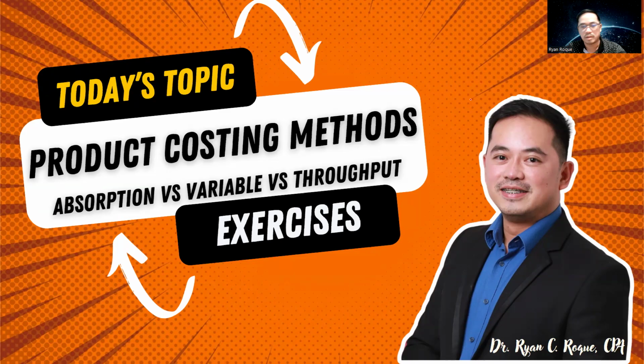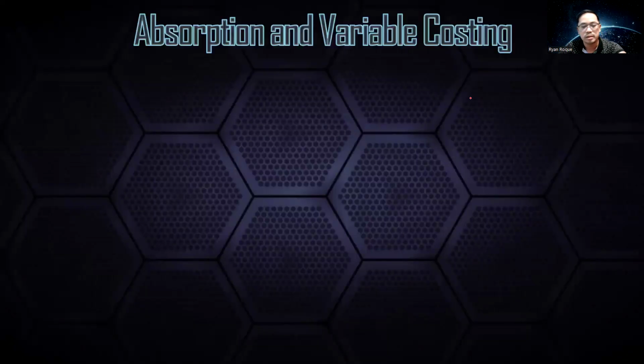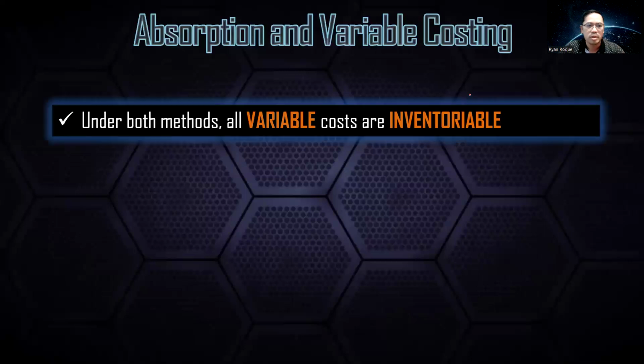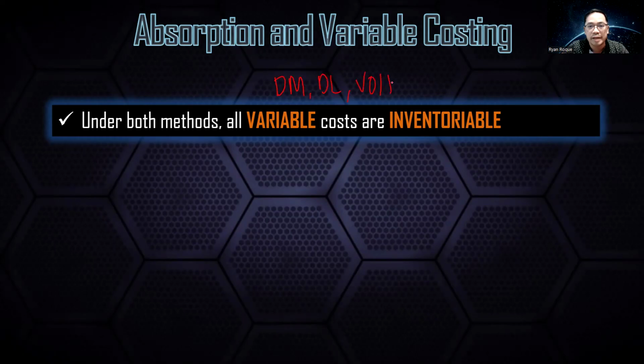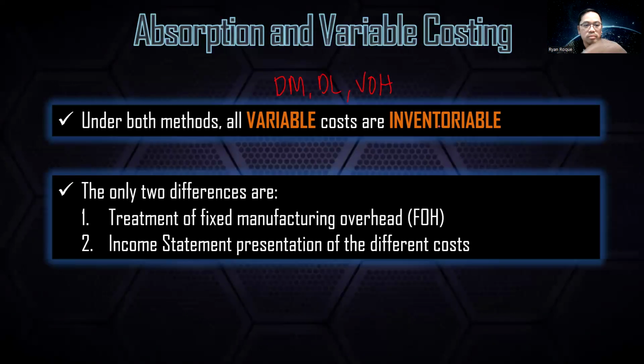Okay, but let's have a very brief background of the difference between your absorption and variable costing methods. But remember, under both methods, all variable costs are inventoriable. That actually includes your direct materials, your direct labor, and your variable overhead. These are actually variable manufacturing costs. But the difference lies on these two.